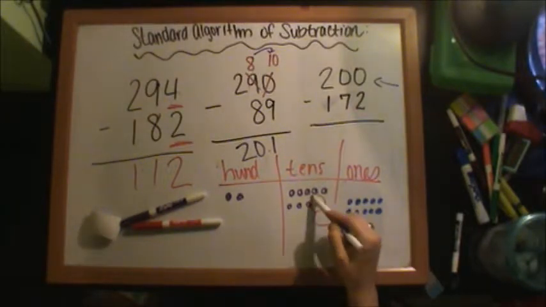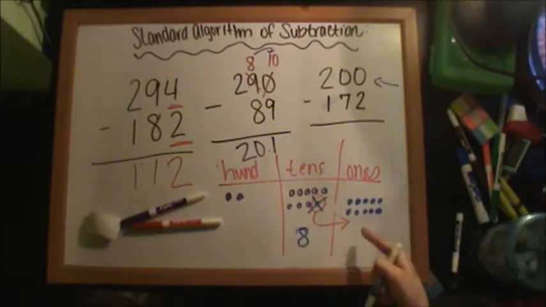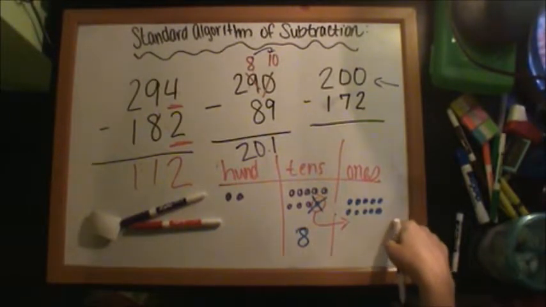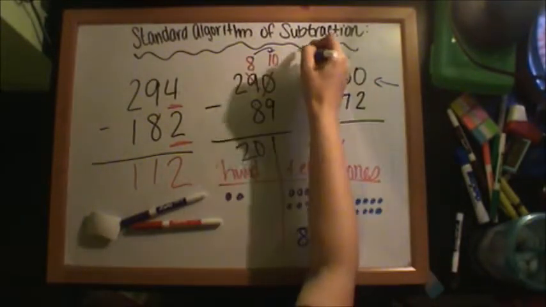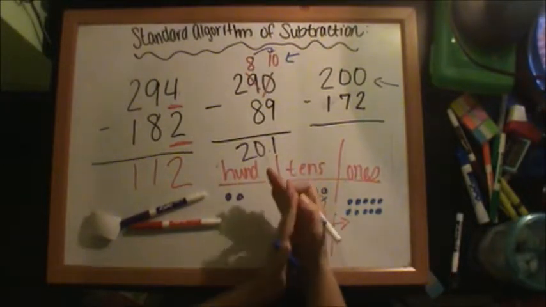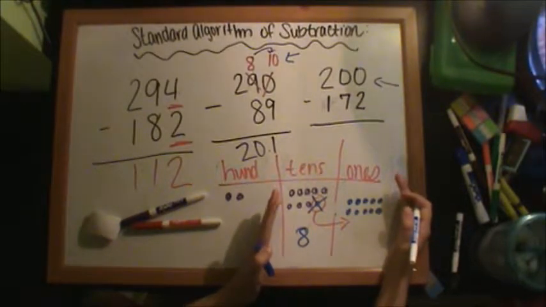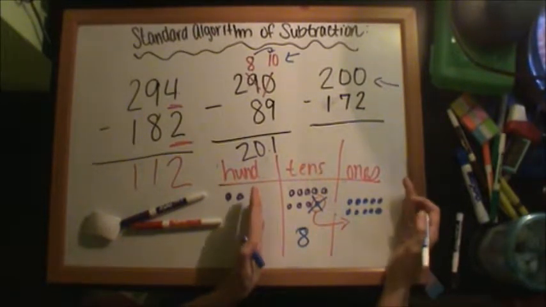So now this isn't here anymore. That's where we got the 8. And now we have 10 right here. That's where we got this 10. If someone would have shown it to me this way, I feel like I would not have had so much trouble with subtraction in school.